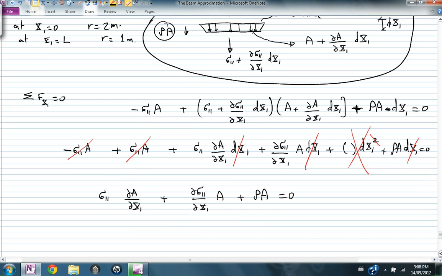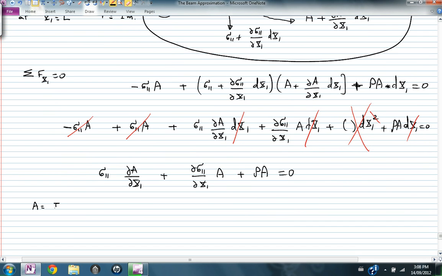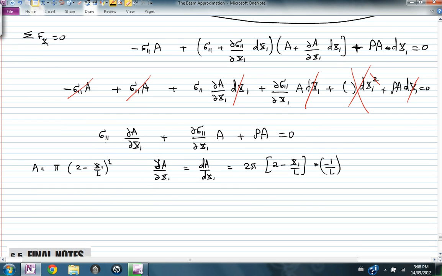And I can replace the area as pi times (2 minus x1 over L) squared, and I replace partial a by partial x1 with dA with respect to dx1, which is equal to 2 pi (2 minus x1 over L) multiplied by negative 1 over L. And so I'm left now with the equation. What is sigma on 1? My unknown is sigma on 1. And this is the differential equation of equilibrium.